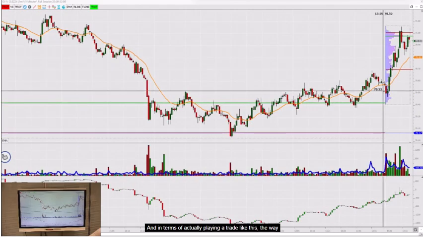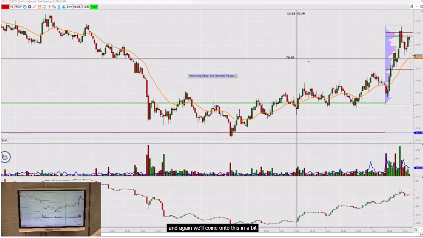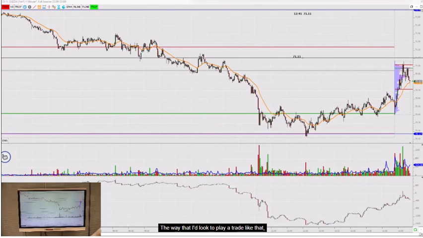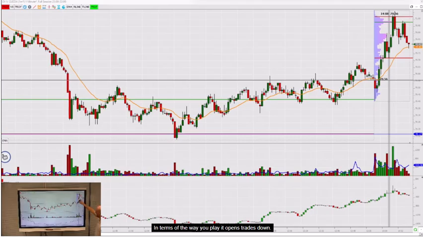And in terms of actually playing a trade like this, and again, we'll come on to this in a bit more detail next week, the way that I'd look to play a trade like that, this one's not open at the low of the overnight. That would have been the ideal, that it opens down there. Doesn't. What it did do, in terms of the way you play it, opens, trades down, you buy it on the move through the open with your stop below the short-term low. That happens to coincide with that level that I mentioned around 40 as well.